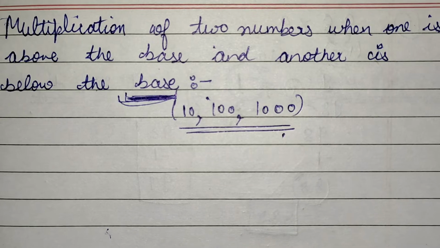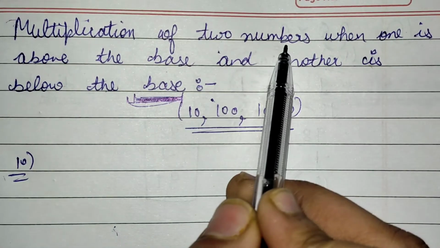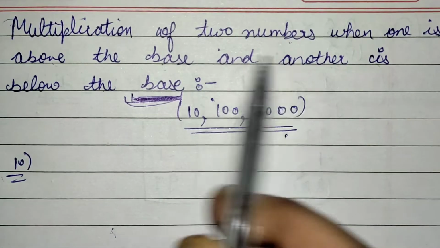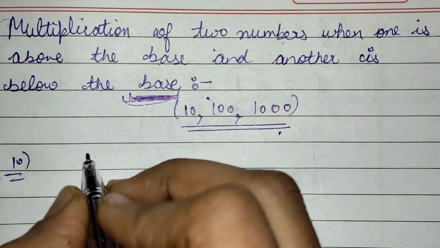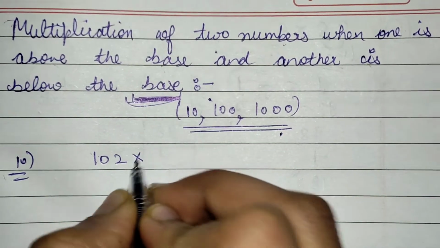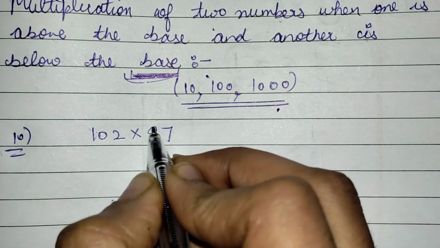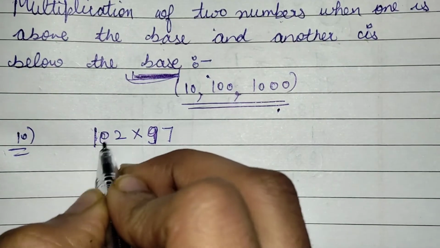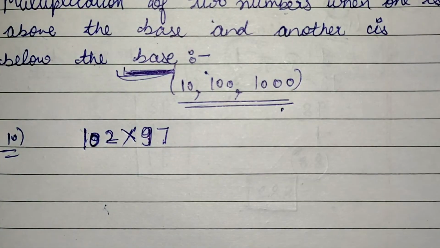Okay, so let us start today's very first question: multiplication of two numbers when one is above the base and another is below the base. Suppose my first value is 102 into 97. This is a very large multiplication. If you are solving this in any competitive exam, it will take a lot of time, right? But now we will learn how to solve it within 5 seconds.